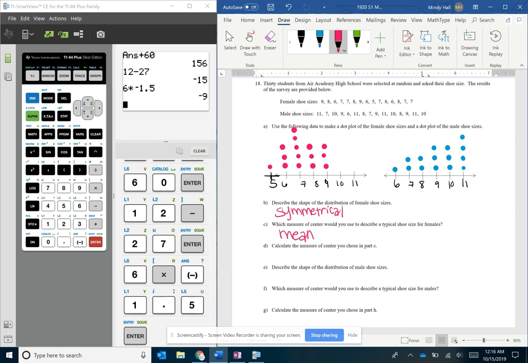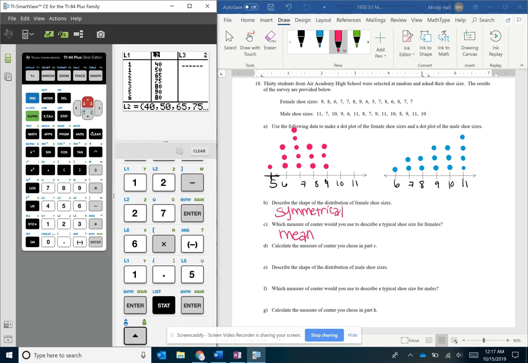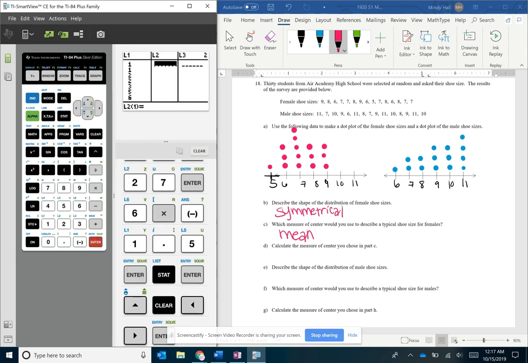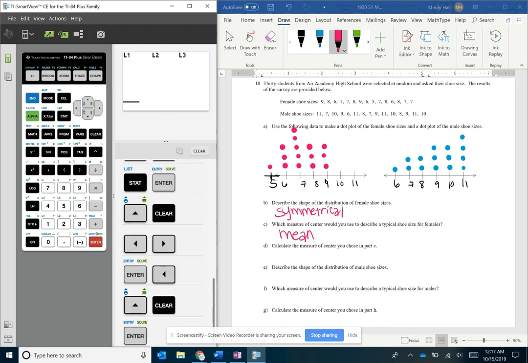Now, if I needed to calculate the measure of center, this is where your handy dandy calculator comes into play. So if you hit stat, you can edit those lists. Remember, if you need to clear it out, you just go up to the top, and hit enter. And then you go over to the L1, clear, and enter. So you can just enter the data as you see it.